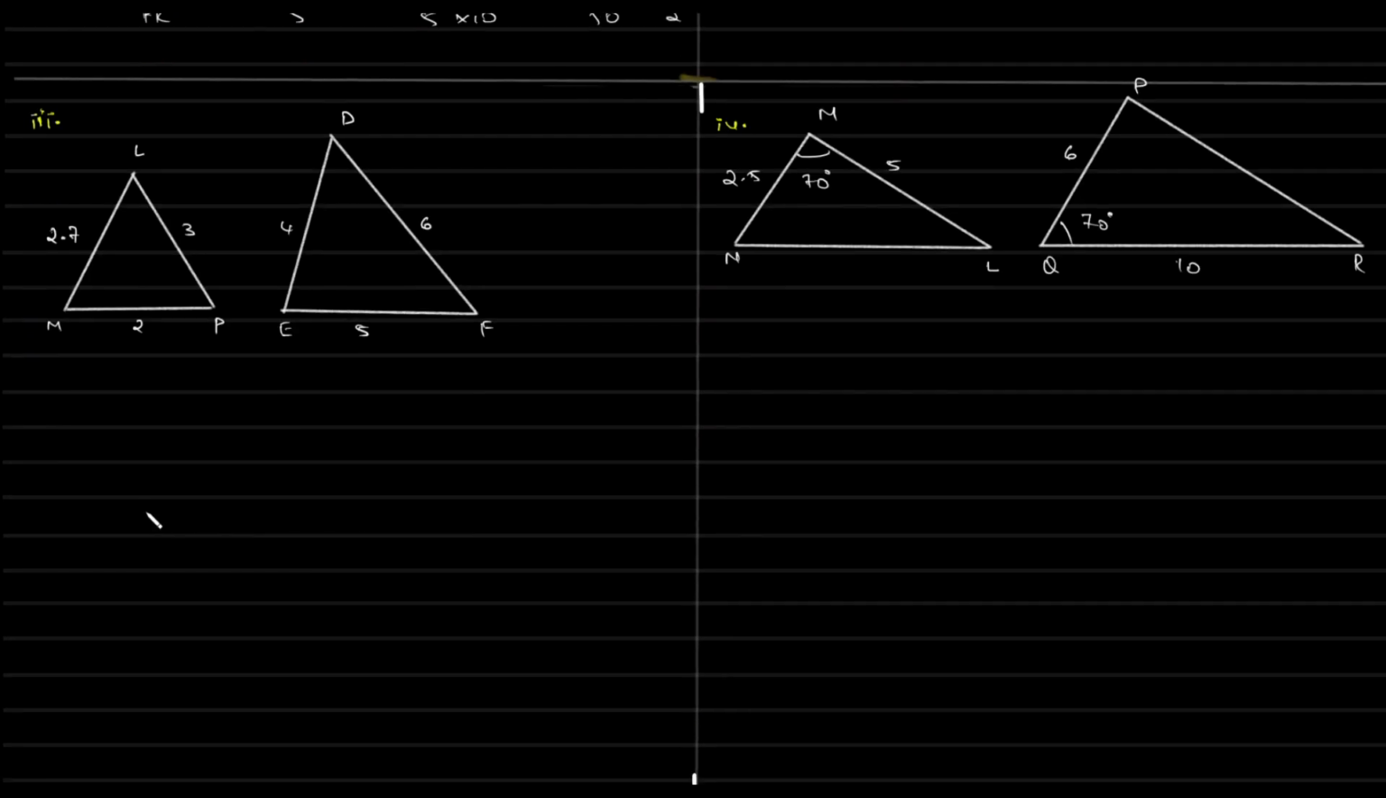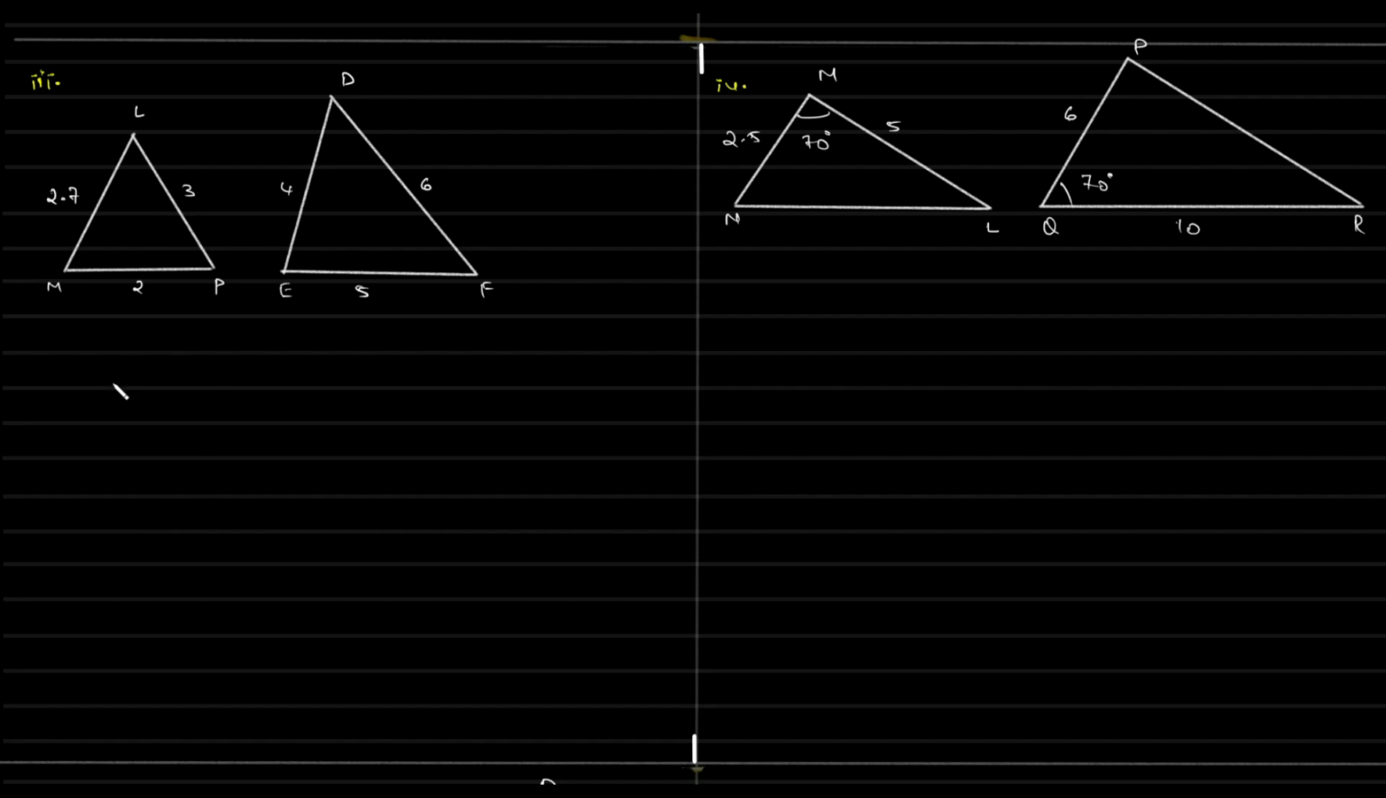Next question. Here too, there's no mention of any angle, so I guess we have to go with SSS and check out the ratio. I hope you guys have done it. So I'm considering triangle LMP and DEF. Let's try to figure out what ratios make sense. 3, 6, 2, 4. But 2.7 and 5, it won't yield the same result.